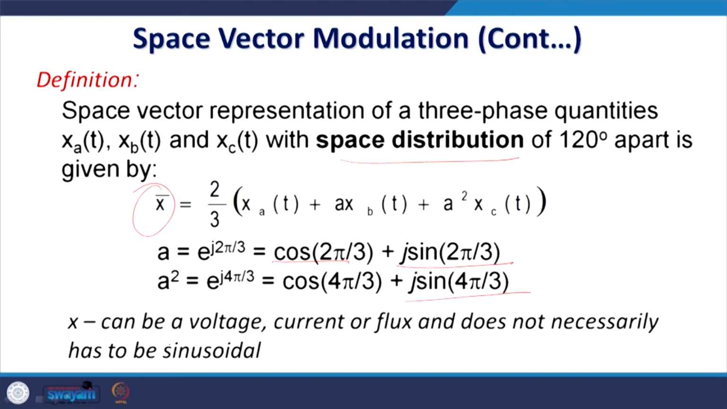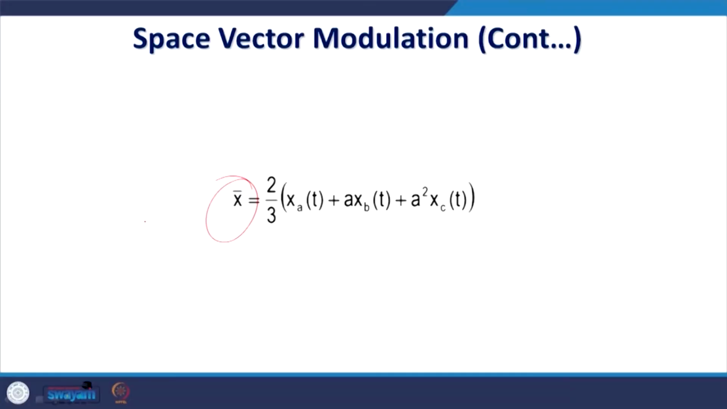And as I have mentioned, X can be a voltage, a current, a flux or any sinusoidally varying quantity. So, the overall representation in space vector modulation will be 2/3 of xa(t) plus a xb(t) plus a square xc(t).